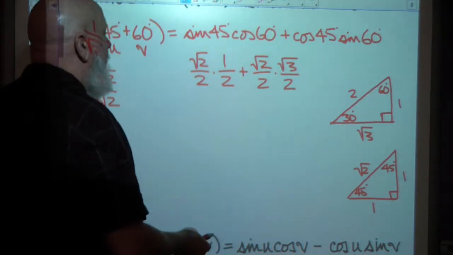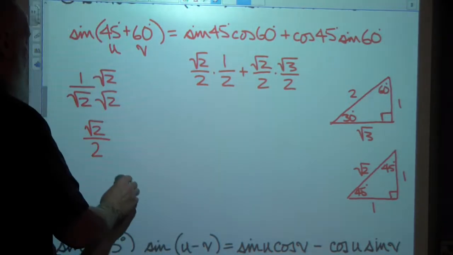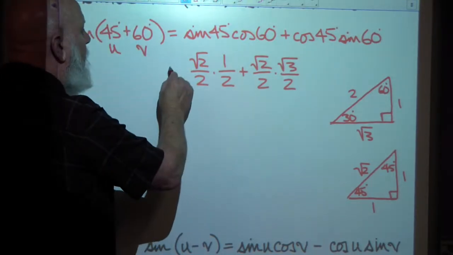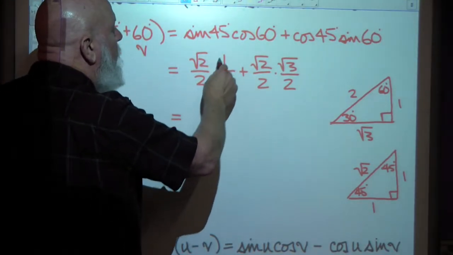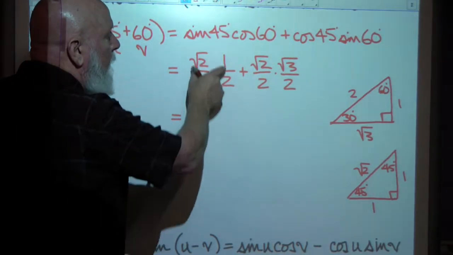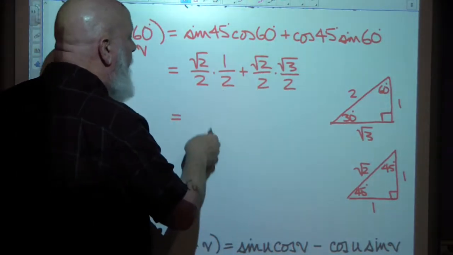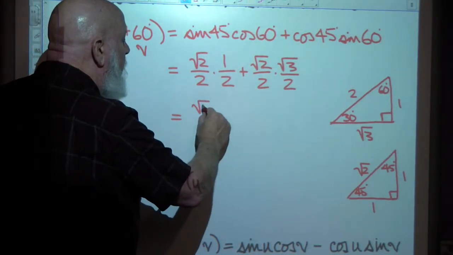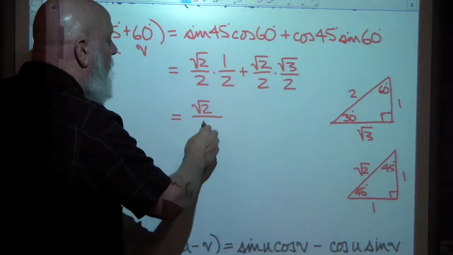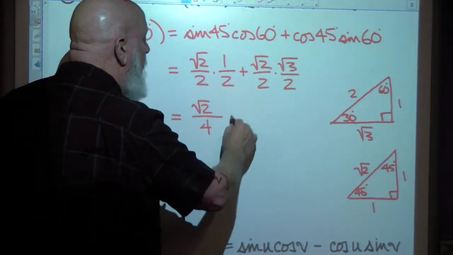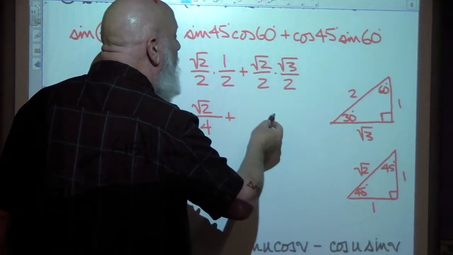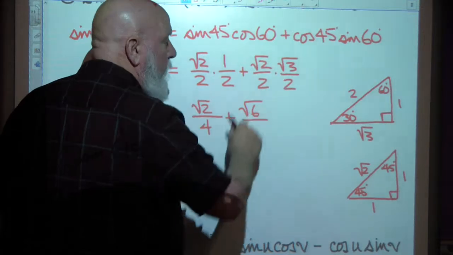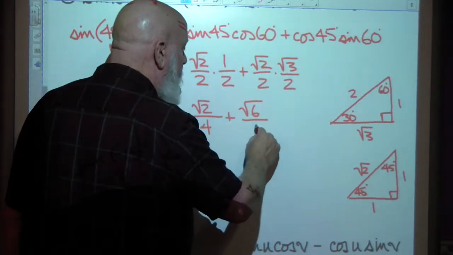And now I've got just a little bit of arithmetic to do. Remember, we follow the order of operations, we're going to multiply first and then add. So if we're multiplying fractions, we multiply the numerator times the numerator. Radical 2 times 1 is radical 2. 2 times 2, we multiply denominators, is 4. Plus, radical 2 times radical 3, you can multiply under the radical, that's radical 6, as long as the indices are the same. And 2 times 2 is 4.